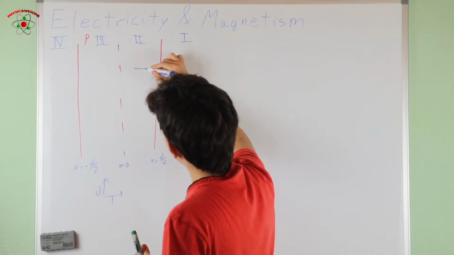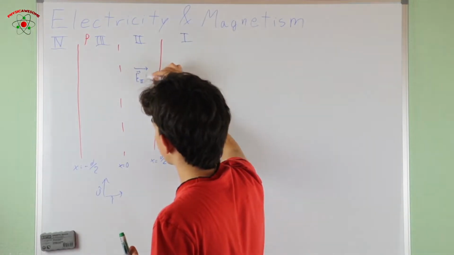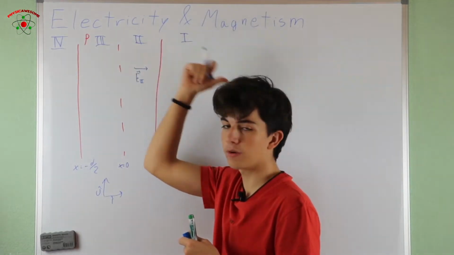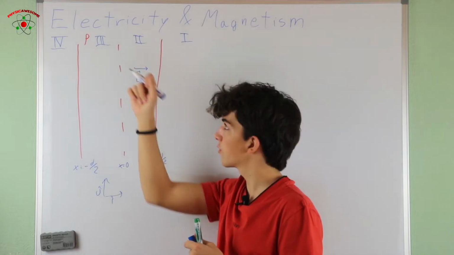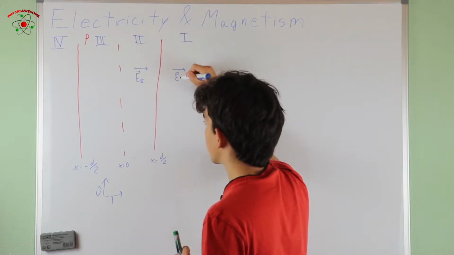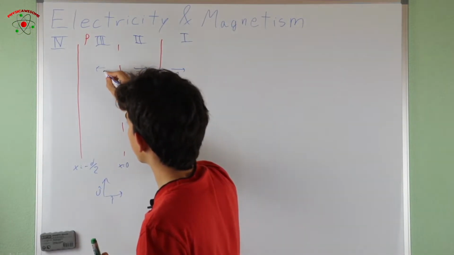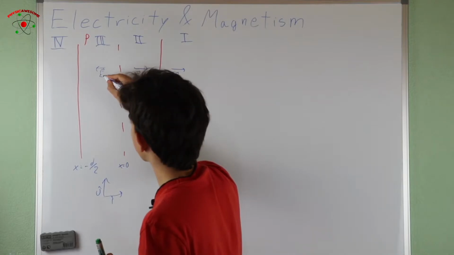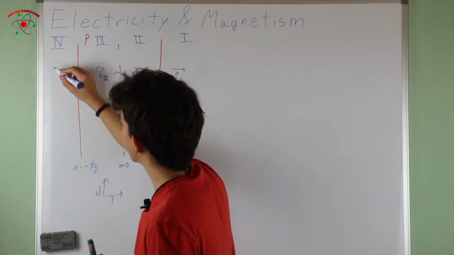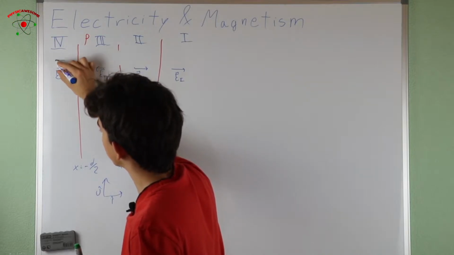And we're going to have an E2 pointing in this direction because there's more charge going in that direction than in that direction. We're going to have the E1 in this direction, then the E3 is going to point in that direction, and the E4 is going to point in this direction.